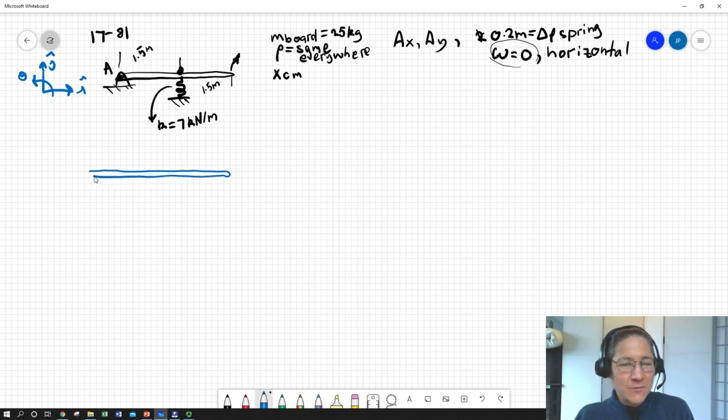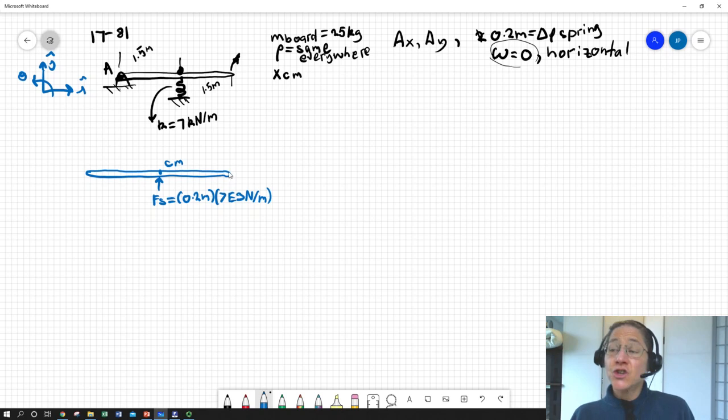I guess I could FBD the spring, but it probably wouldn't do me as much good, so I'll say something about the board. Okay, the first thing I'm going to do here is identify this as my center of mass, so I can remember it for the kinematics. And I have a spring force acting upward because I've compressed the spring, and I know that that's equal to the spring compression at that point in time, that is the time of interest, times the spring constant, which is 7 times 10 to the third newtons per meter. So that is a number I have.